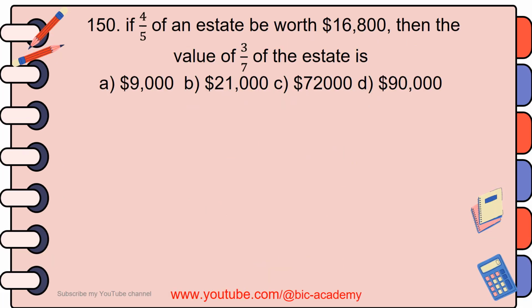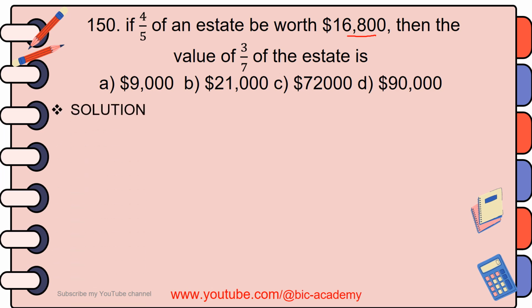Question number 150. If 4/5 of an estate be worth $16,800, then the value of 3/7 of the estate is: A, $9,000; B, $21,000; C, $72,000; D, $90,000. Now there is an estate, and 4/5 of the worth of the estate is 16,800. Then you are required to find out 3/7 of the value of the estate.